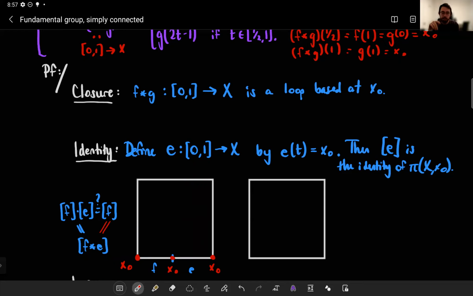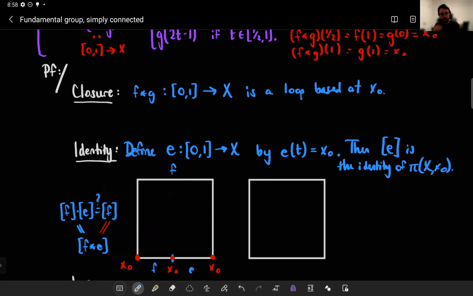Because if I show that F concatenate E is homotopic to F, that's exactly saying their equivalence classes are equal. Remember, if two paths or two loops or whatever you're dealing with are homotopic, they're in the same equivalence class. Which means it doesn't matter what representative you use, F concatenate E or just F. They're homotopic to each other, so they're in the same equivalence class anyway. Representative won't matter. So that's what we want to show.